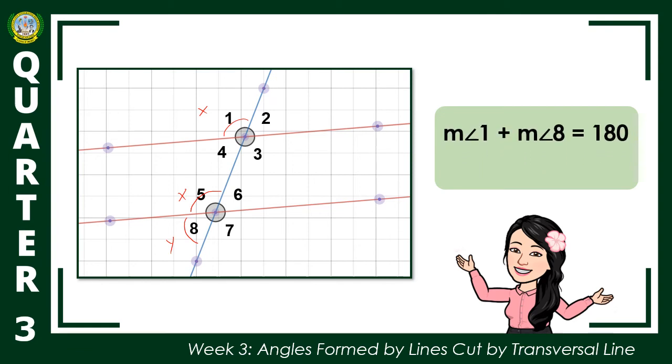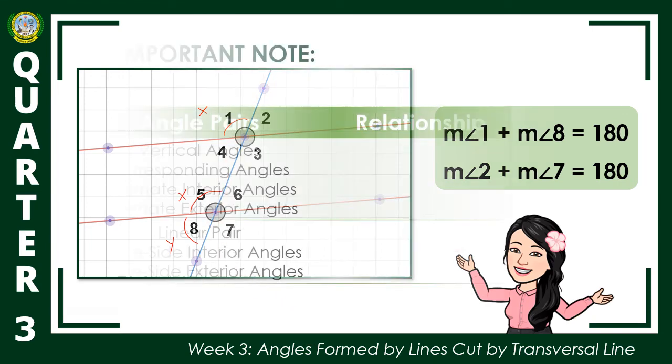Again, this theorem states that the measure of angle 1 plus the measure of angle 8 is equal to 180 degrees, same with the other same side exterior angles, which are angle 2 and angle 7. Okay? So, the measure of angle 2 plus the measure of angle 7 is also equal to 180 degrees. And that is when the lines being cut by the transversal are parallel.